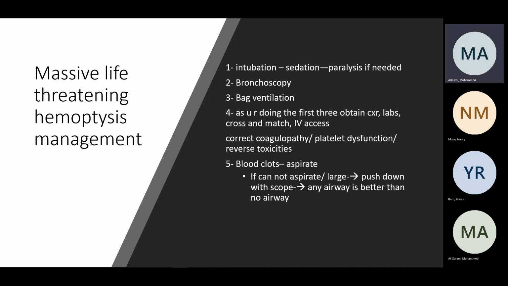Bag ventilation is probably the best, because you can feel what's going on with the lung. Am I getting air in or not? You can sense it. Hooking someone on the ventilator while you are bronching, while he's having massive hemoptysis, might be deleterious.